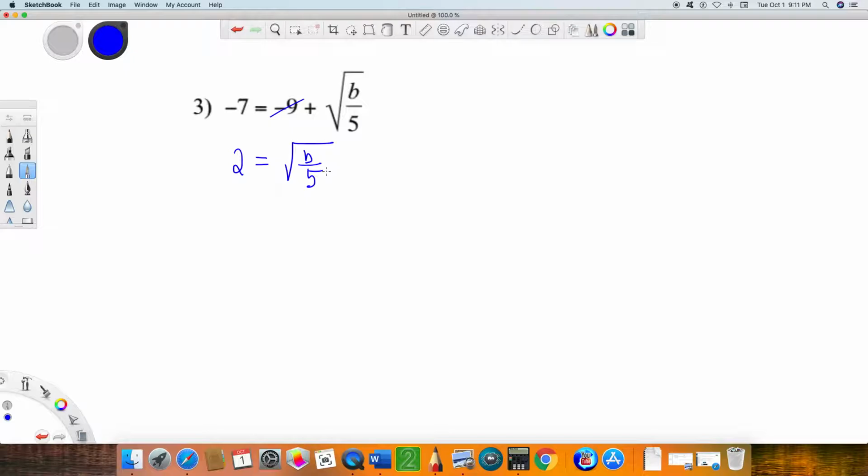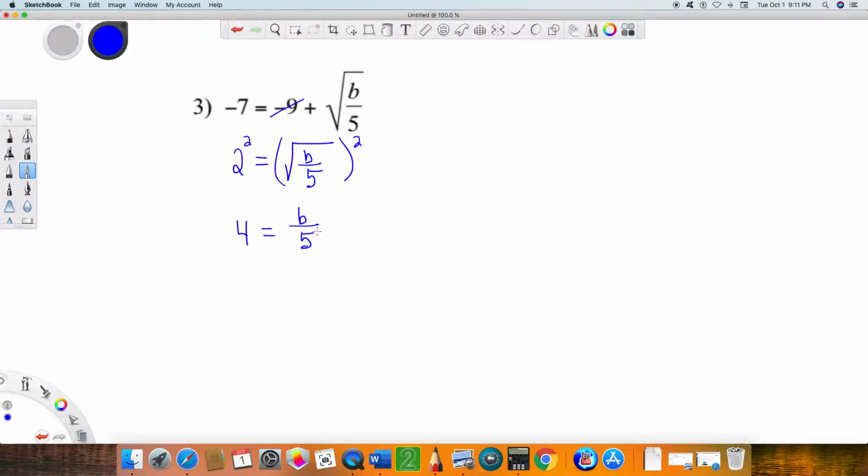So to get rid of this radical, I'm going to square both sides of this equation. I'm squaring it to get rid of the radical. I'm doing it to both sides so I can balance the equation. So 2 squared is 4. And when you square, the radical goes away.